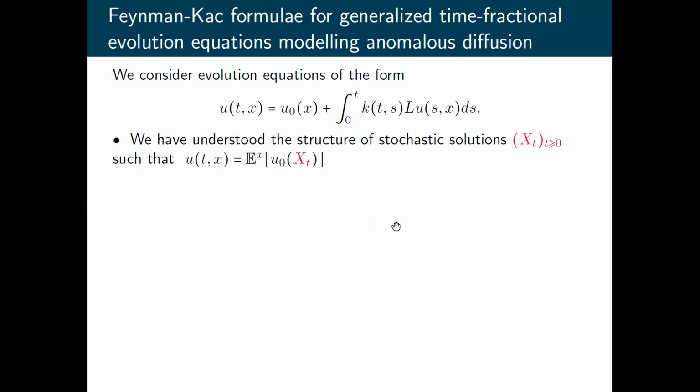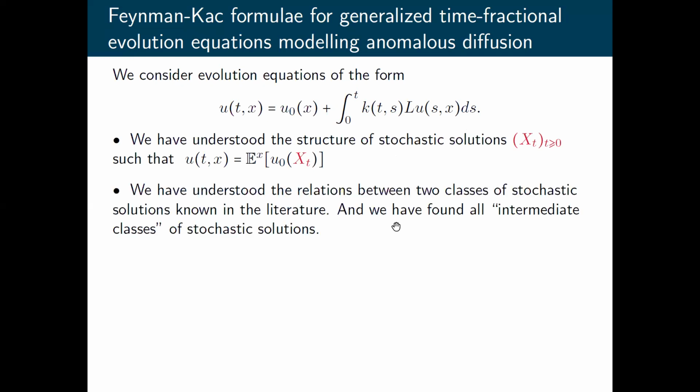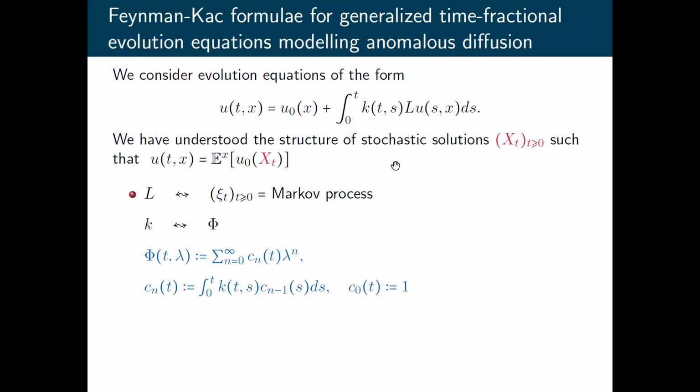So we have understood the structure of stochastic solutions for such type of equations, and we have understood the relations between two known classes of stochastic solutions, and we have found also some intermediate classes of stochastic solutions. So let me say a few words about the structure of stochastic solutions. As I said, L is the generator of a Markov process. So there is a Markov process Xi. And K, this is our memory kernel.